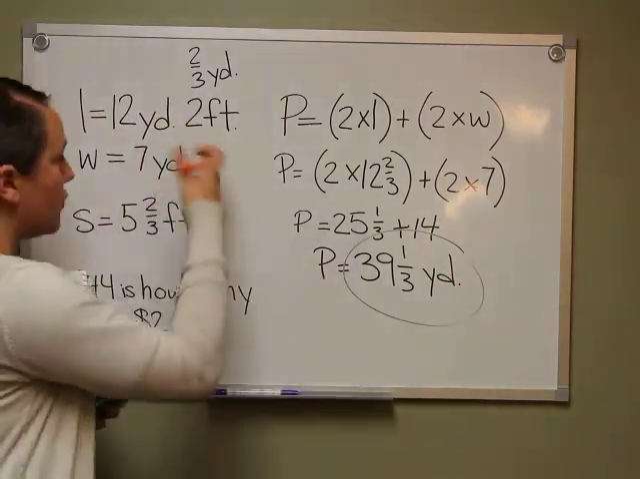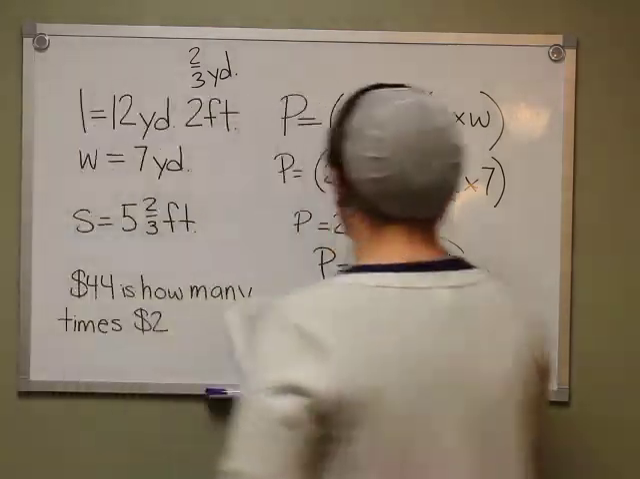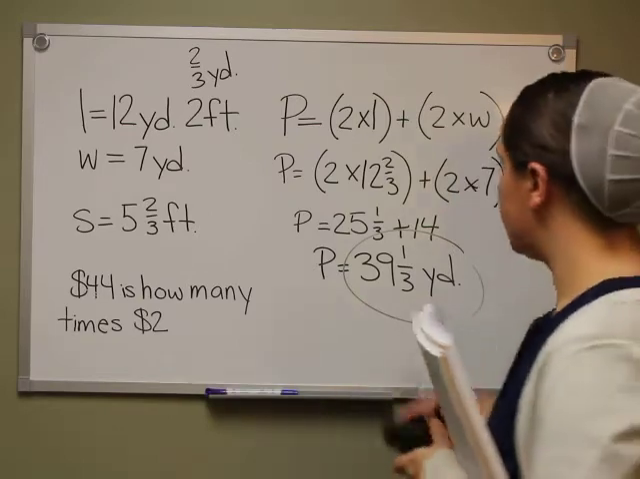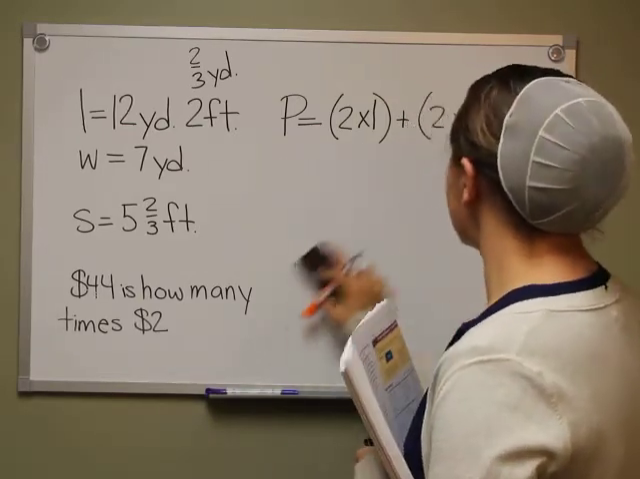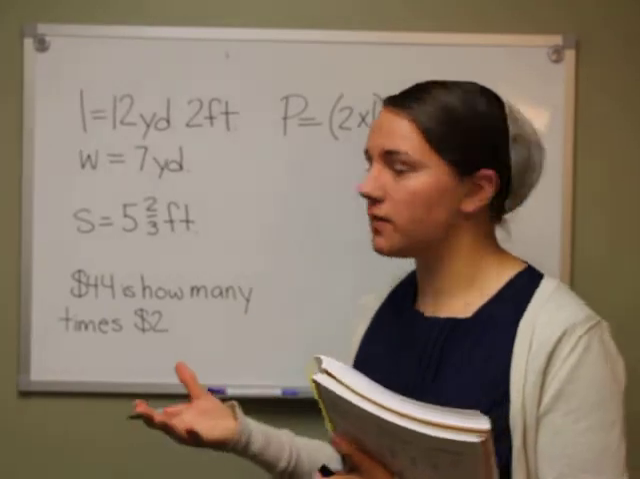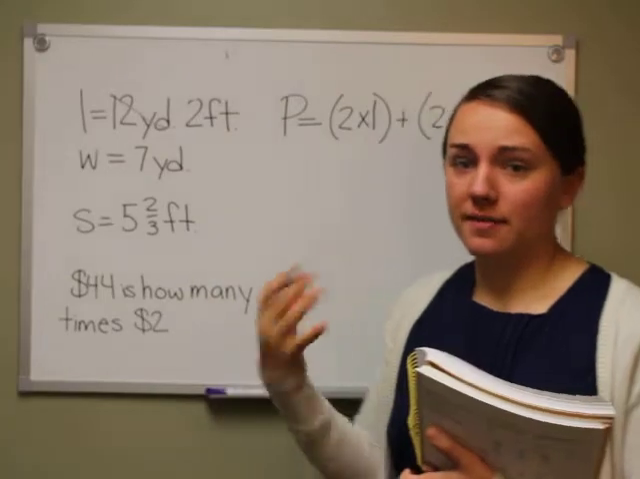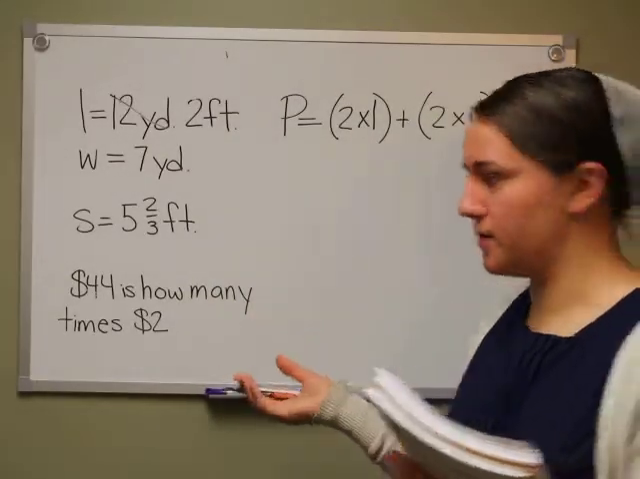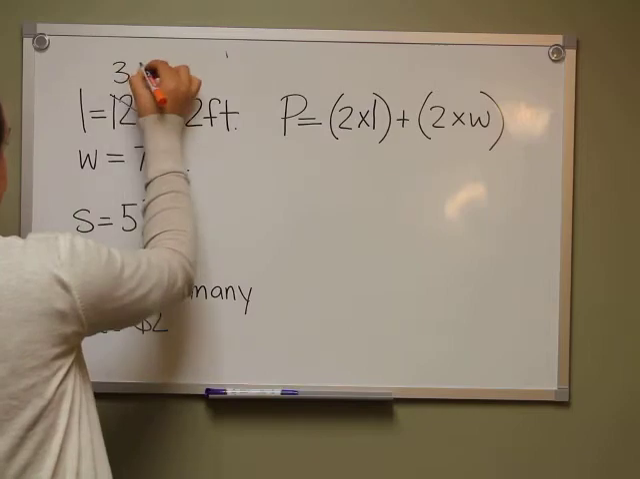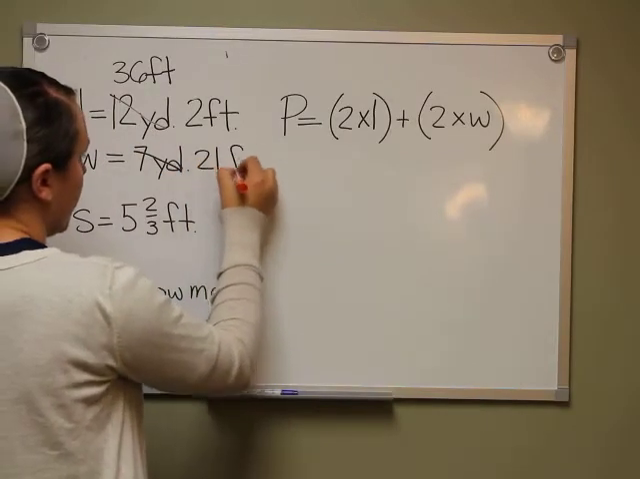So we had 12 yards, 2 feet, and 7 yards. We changed this to 2/3 yard, and the perimeter in yards is 39 1/3 yards. Let's try finding the perimeter of the rectangle, changing everything to feet, okay? So we have to have like units first of all before we start. So let's change 12 yards to feet. How many feet would be 12 yards? That would be 36 feet. How many feet would 7 yards be? That would be 21 feet.